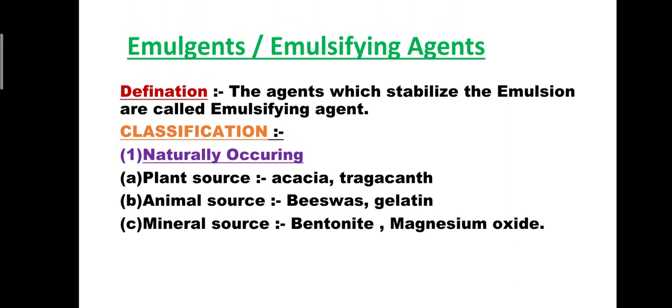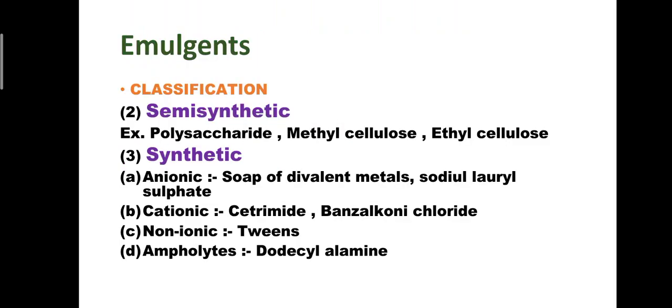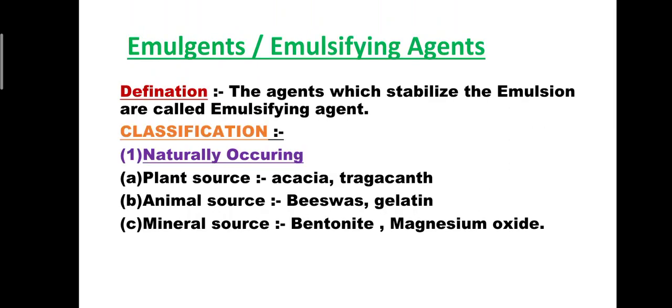The agents which stabilize the emulsion are called emulsifying agents. Classification. There are three main classes: naturally occurring emulsifying agents, semi-synthetic, and synthetic. Let's see one by one with examples.